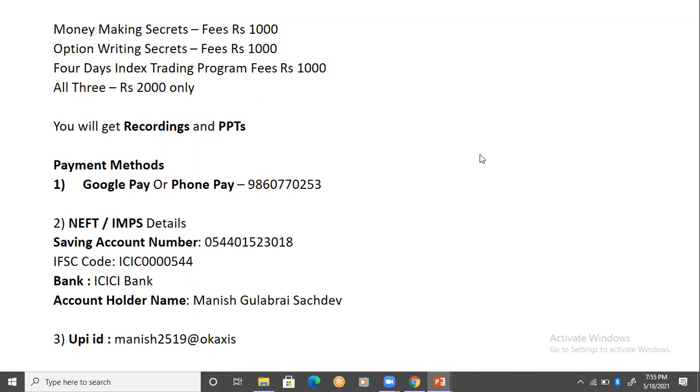Any doubts, any queries, guys, please ask in chat box. See, Debashish, if you know what options are, the concept of call option, put option, option moneyness, in the money, OTM, ATM. If you know all these things, you can join, not a problem.